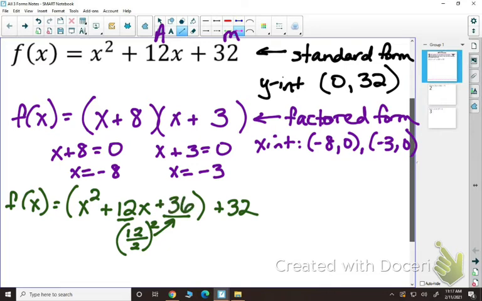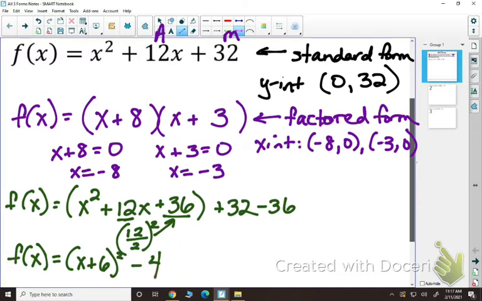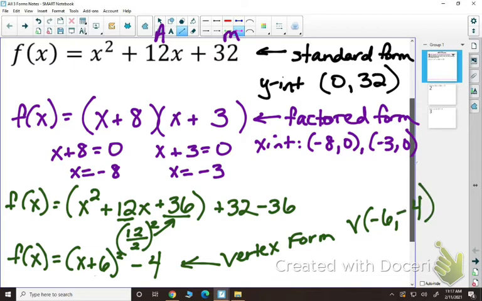So if I'm going to add 36 to keep it balanced, I also have to subtract 36. So this is going to factor, or to complete the square, factor, into x plus 6 quantity squared, and then 32 minus 36 is negative 4. So again, this is vertex form. And what do you get from vertex form? The vertex. And the vertex is going to be located at negative 6, comma, negative 4. Again, that's where you get that from.